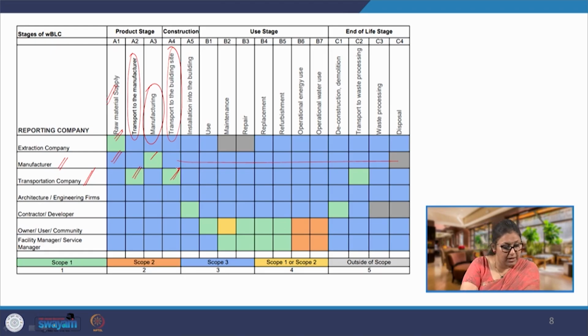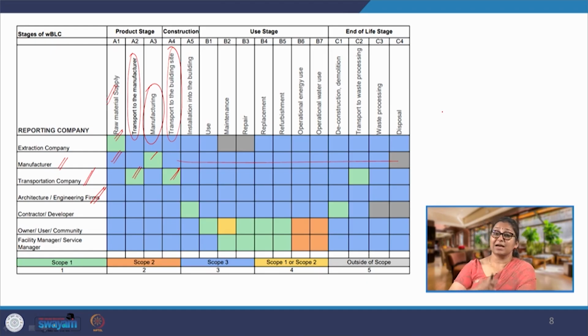Now, if we look at architectural and engineering firms, none of these activities is going to be counted as scope 1 or even scope 2 for them. For them, it is all scope 3 because they are delivering design as a product. The knowledge and the service is the product. So, for them, all these stages of building construction and use are going to bring scope 3 emissions only. It is not going to be any scope 1 or 2 through the building process.